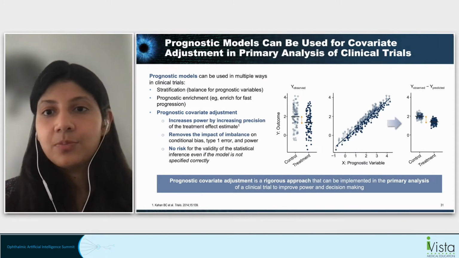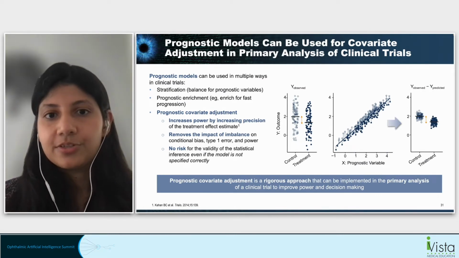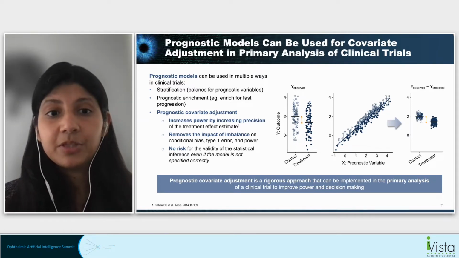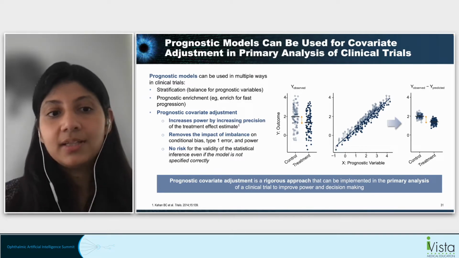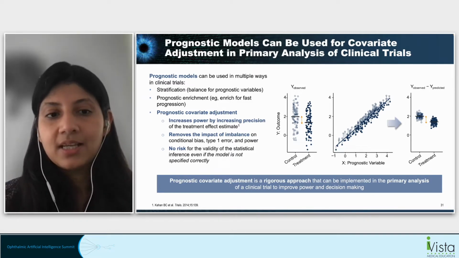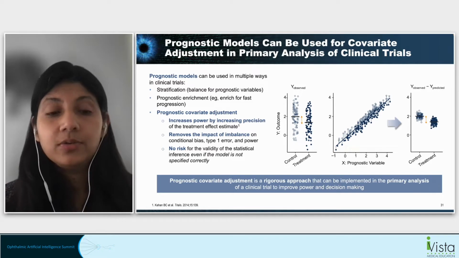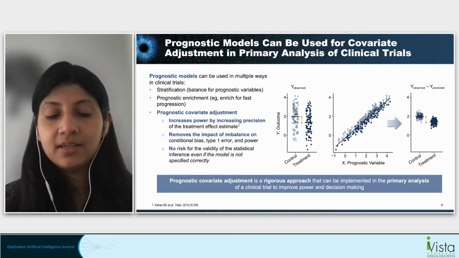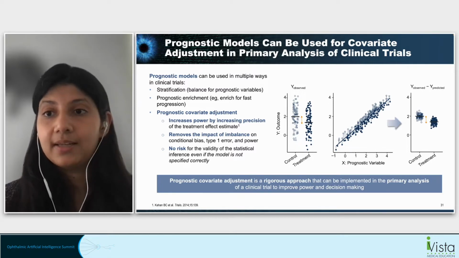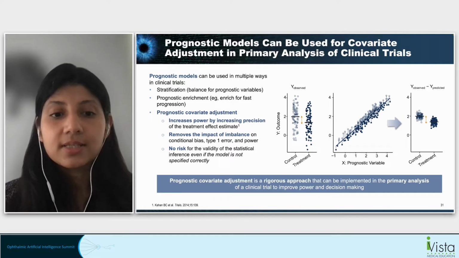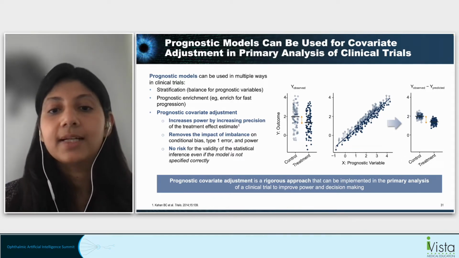So prognostic models can be used for covariate adjustment in primary analysis of clinical trials. They can be used in multiple ways: for stratification, for prognostic enrichment, and for covariate adjustment. So what does covariate adjustment do? It increases power by increasing precision of the treatment effect estimate. It removes the impact of imbalance on conditional bias, type 1 error, and power. And there is no risk for the validity of the statistical inference, even if the model is not specified correctly.